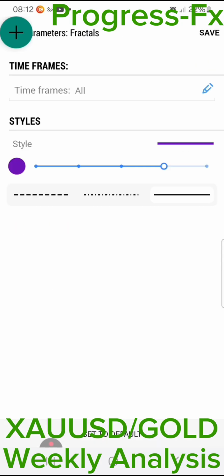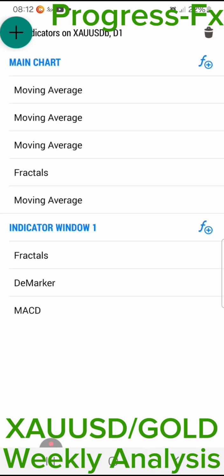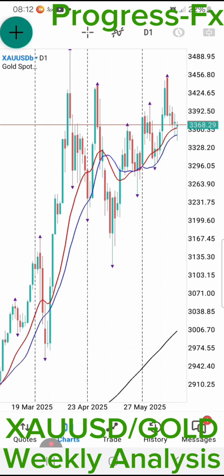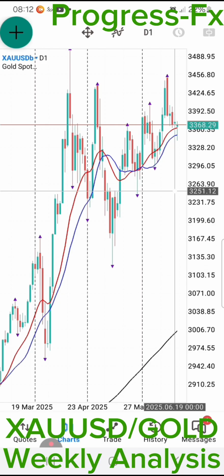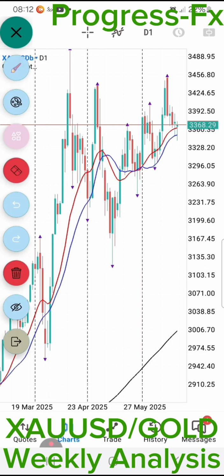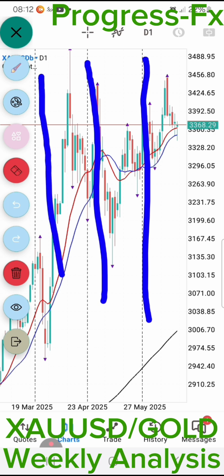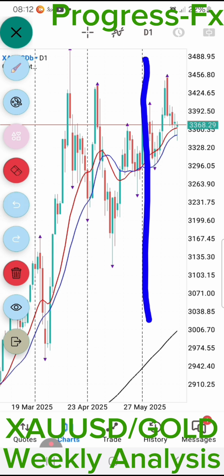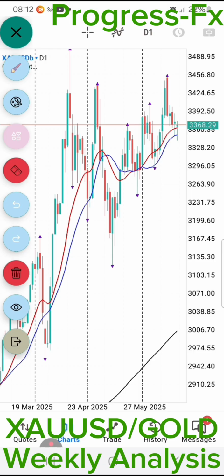Okay, this is just the normal fractal. The settings are normal. All right, let's dive into the analysis. Also understand that these lines, as you can see, indicate the beginning and the end of the trading week. Let me also show you properly. So they indicate the beginning and end of the trading week for the last week.